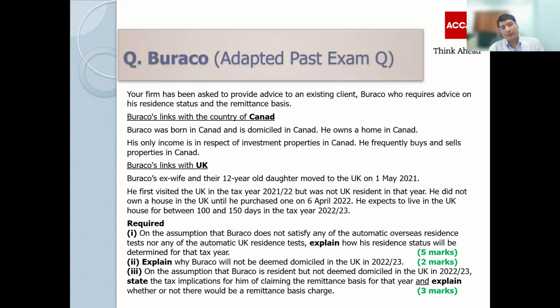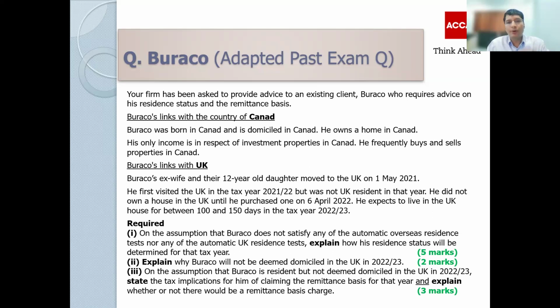The remittance basis charge would only be applicable if someone has been resident in the UK for a minimum of 7 out of the 9 years, and the charge is going to be 30,000. And if someone has been resident even longer, 12 tax years out of the 14 previous years, then a higher remittance basis charge would be applicable, double the 30,000, which is 60,000. That's the second bit. And the first bit is claiming the remittance basis. What happens if the remittance basis is claimed? The answer is very, very theoretical.